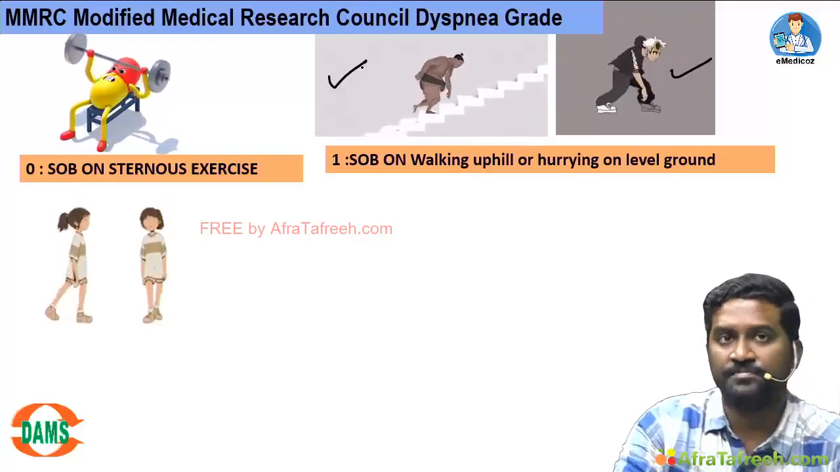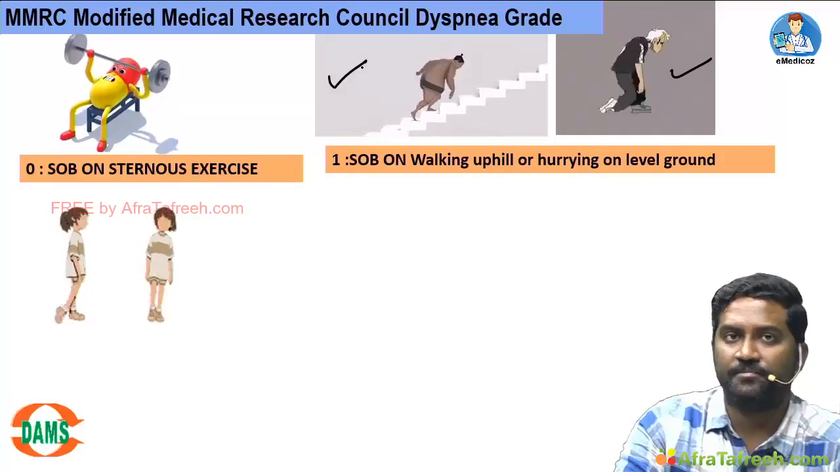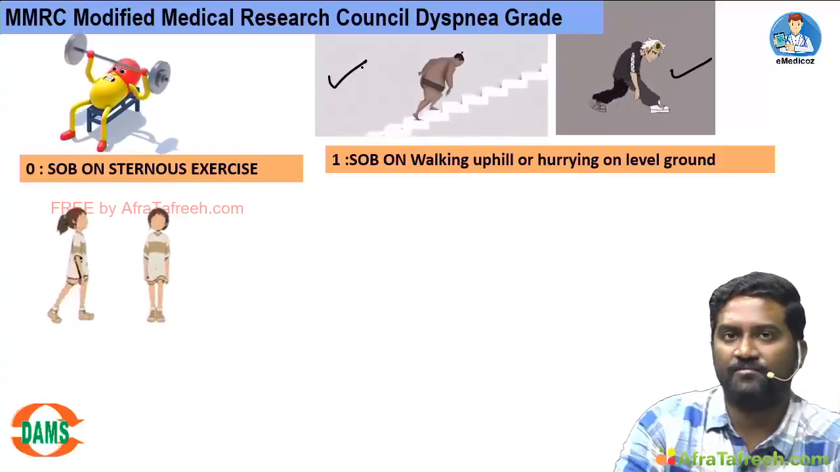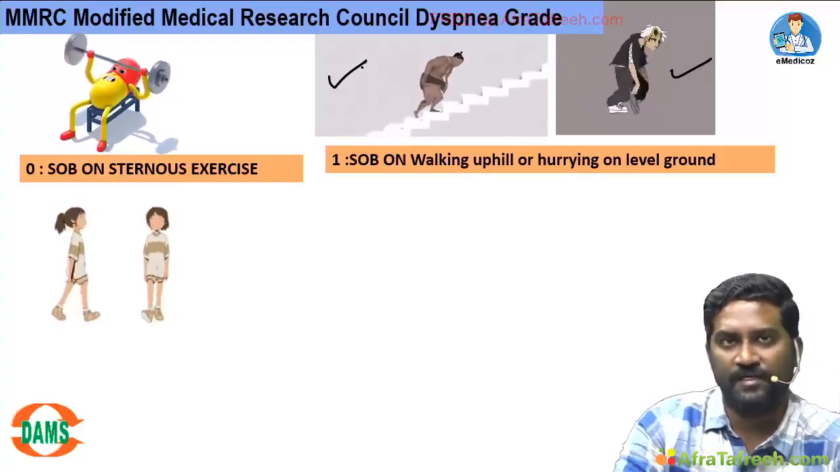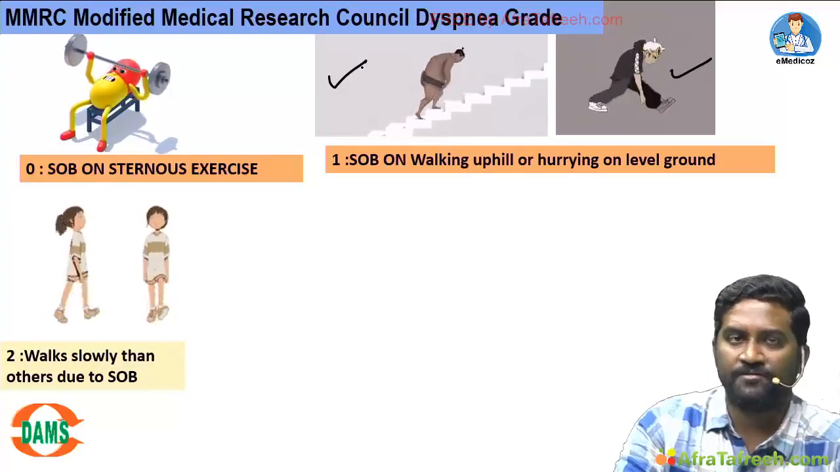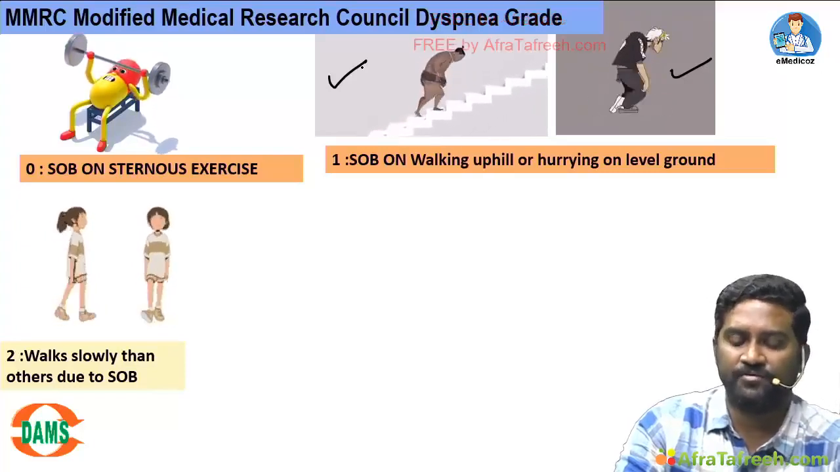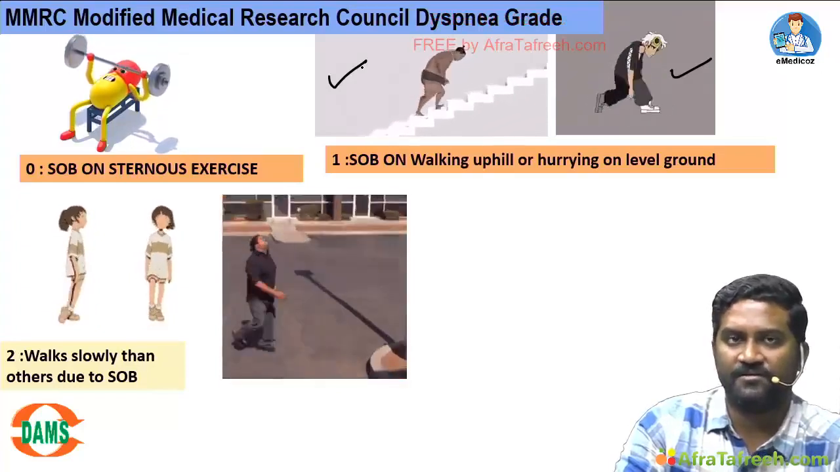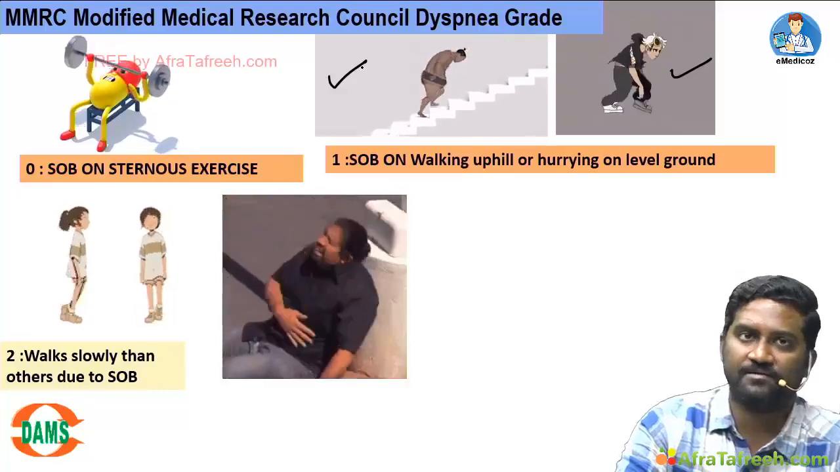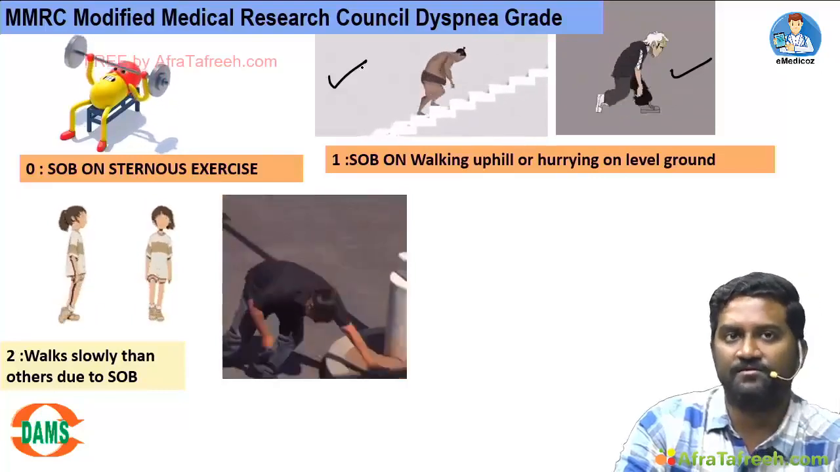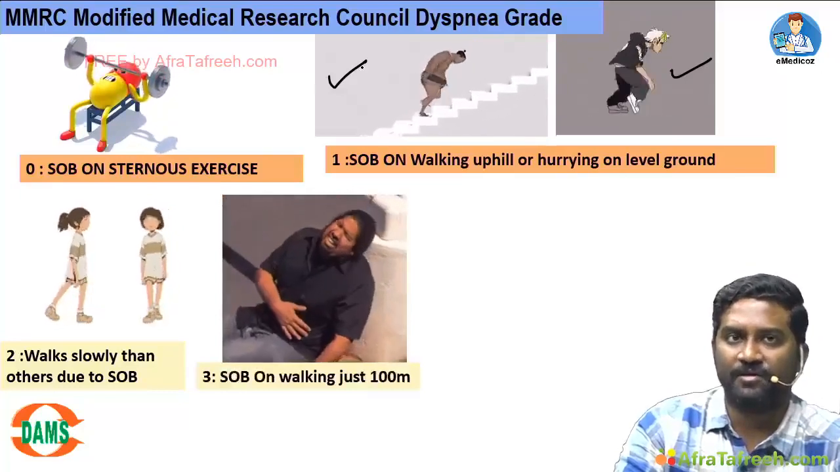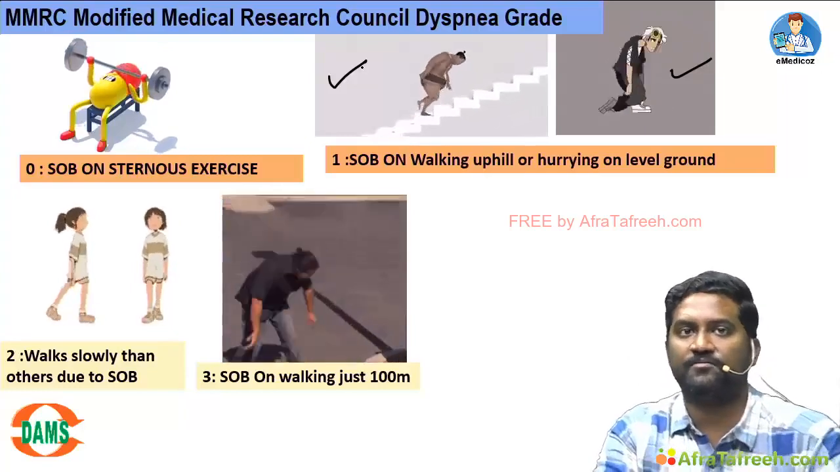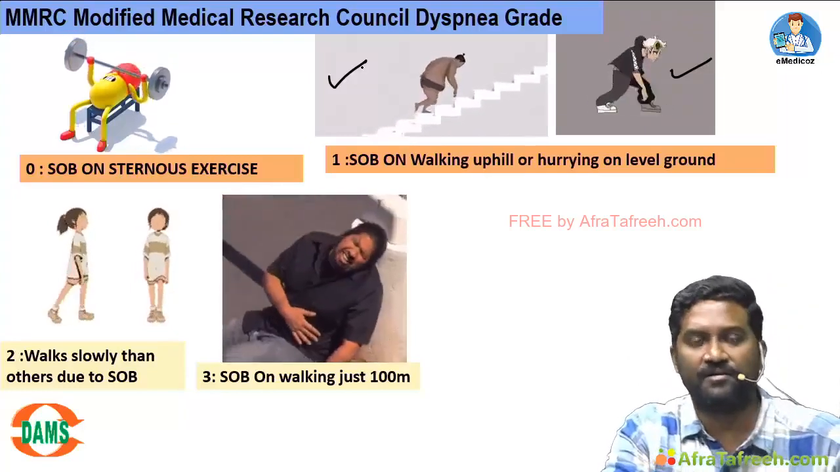Then what do you see here? Because of shortness of breath, this patient is walking slowly and cannot keep up with the pace of contemporaries. This is grade 2. Walks slower than others due to shortness of breath. Now in this image, the patient walks just 100 meters and gets breathless. This is grade 3. Shortness of breath on walking for just 100 meters.